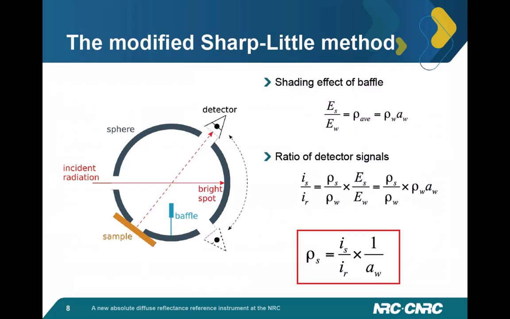So we can rearrange this and end up with some expression that gives the D0 sample reflectance in terms of these measurable quantities and this known geometrical term. So this forms the basis then for an absolute diffuse reflectance scale. There's no reference that enters into this.